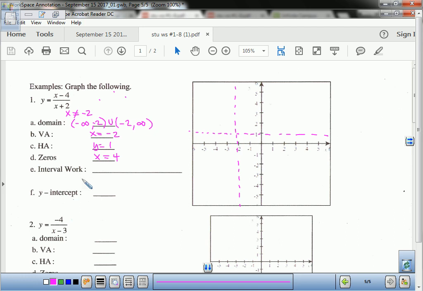Okay, yesterday we called these critical points. That's why. Sign chart, interval work. So we're looking at the intervals over which this function is positive or negative. And the critical values that go on this sign chart are our 0 and any vertical asymptotes.